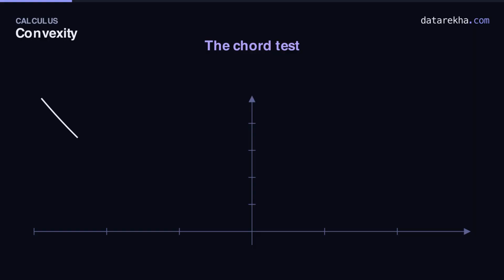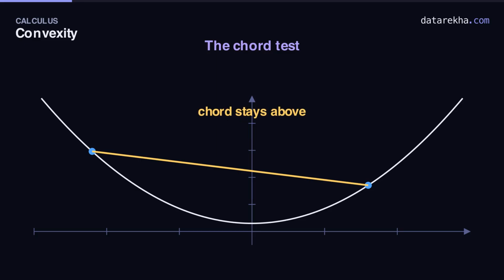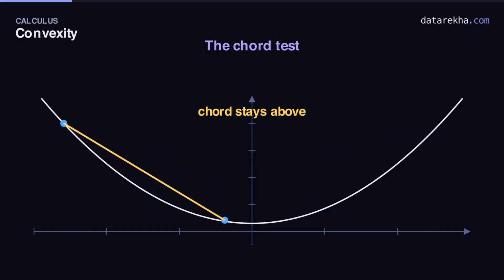Here is the whole idea in one picture. Everything else flows from it. Take a bowl-shaped curve and pick any 2 points on it. Now stretch a straight line between them, a chord. Look where it sits. It rides above the curve the whole way across, while the curve sags below. And this isn't a lucky choice. Slide them anywhere, wide apart, close together, both on one side. Every time, the chord stays on top. That is exactly what it means for a function to be convex.